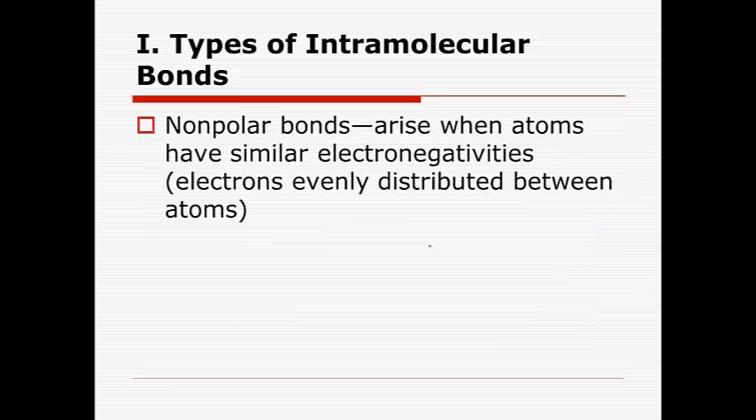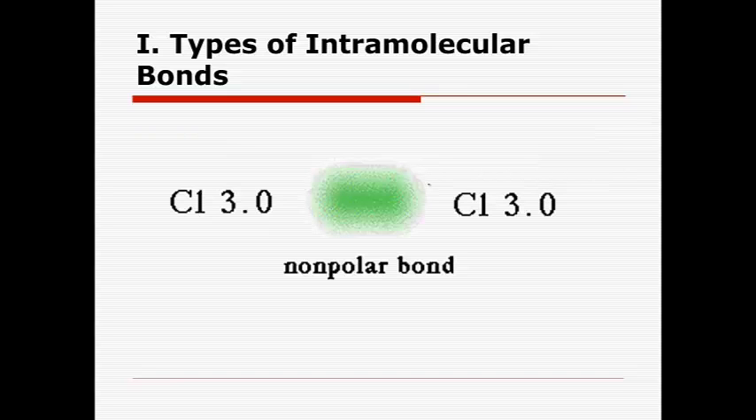Now, nonpolar bonds. Basically, when the electronegativities are similar to each other, then the differences are going to be really small. So the electrons will be evenly distributed between the atoms. These are the shared electrons. So chlorine, 3.0, pretty high electronegativity. But when one chlorine atom bonds to another chlorine atom, the shared electrons are pretty much evenly distributed because both of these are pulling equally on the electrons. Tug of war, nobody's winning. So that's pretty much what a nonpolar bond is.